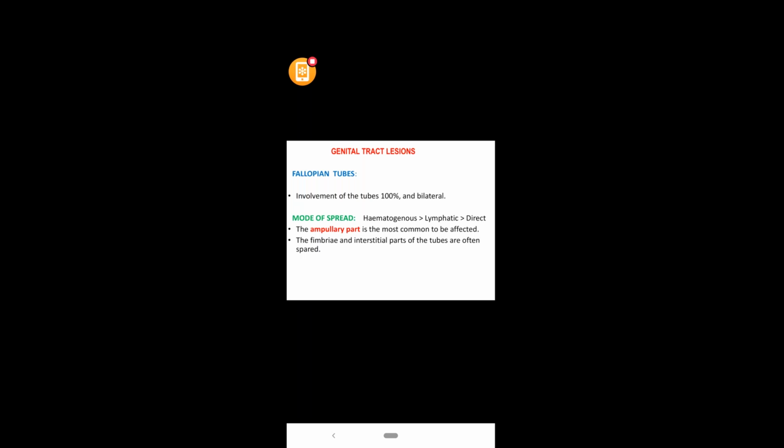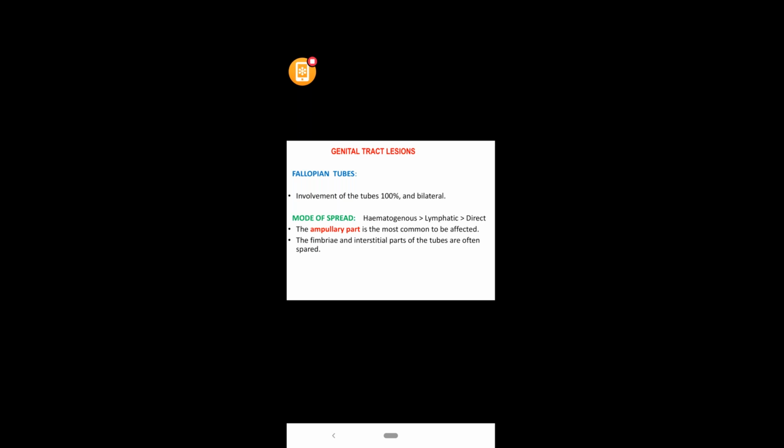Next, coming to the genital tract lesions, that is the individual lesions: fallopian tube, uterus, cervix, vagina and vulva, we will discuss. Coming to the fallopian tube, the involvement of both tubes will be around 100%, and this disease is generally bilateral in origin.